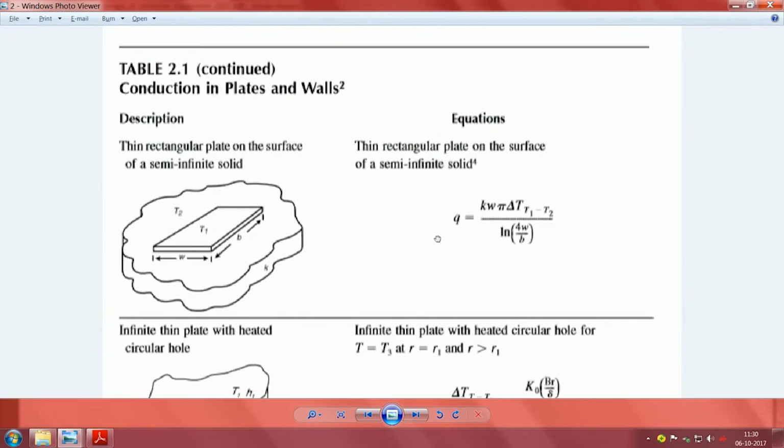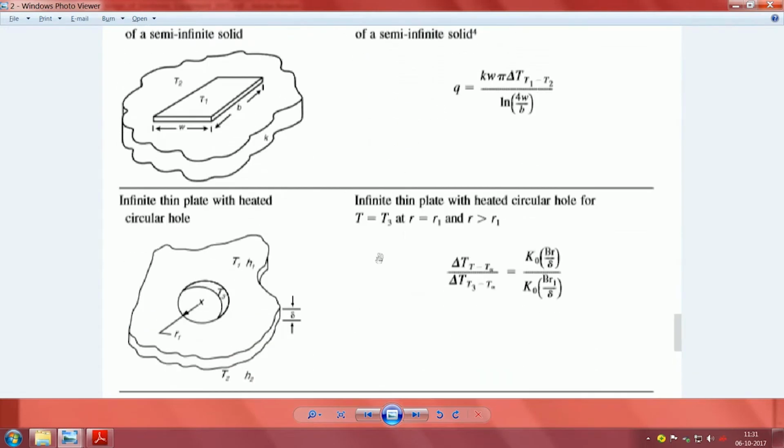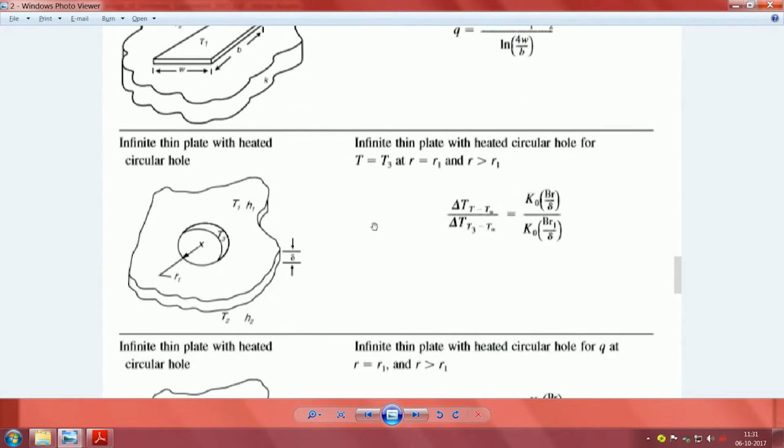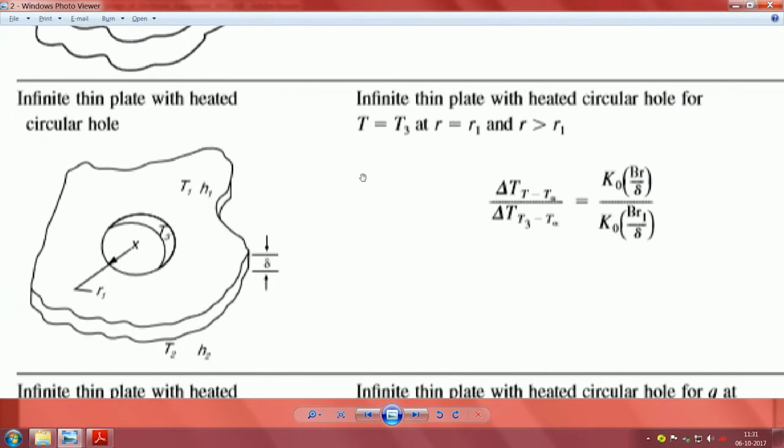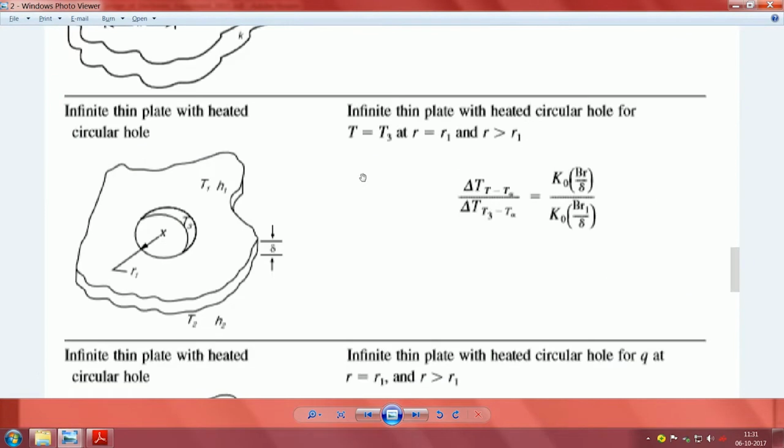Similarly, this is a semi-infinite solid and this one is a heated circular hole. As I have pointed out earlier, something called the stud mounted transistors. If any of you remember the old RF stud transistors, typically the 3375 and those things, they approximate to this.